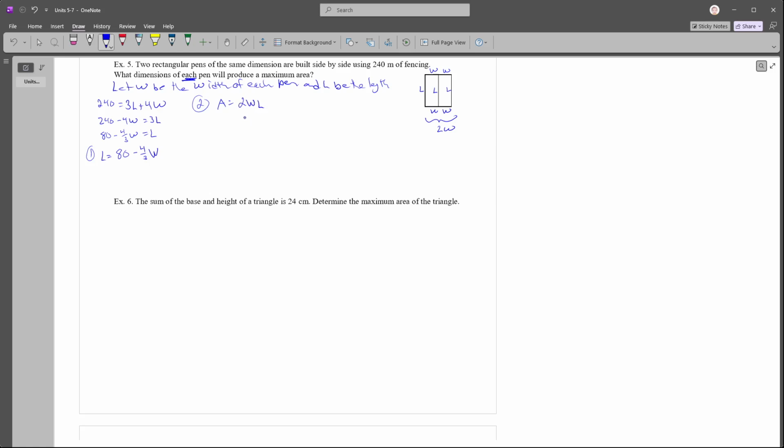Okay. What can we do now? We can substitute. We can bring our ridiculous L that's on the left-hand side here and put it into the right-hand side. So let's do that. So we have our area, which we don't know what the value is, equals 2 times our W, which we don't know what it is, but we do have a value for L. Let's put that in there. 80 minus 4/3 W. All right, guess what we got to do? We got to FOIL. So 80 times 2W, that's going to give us 160W.